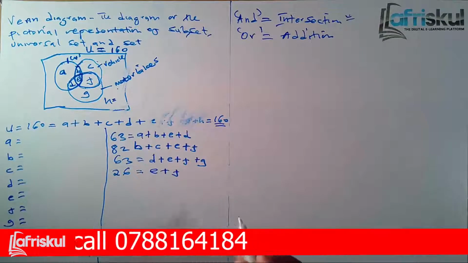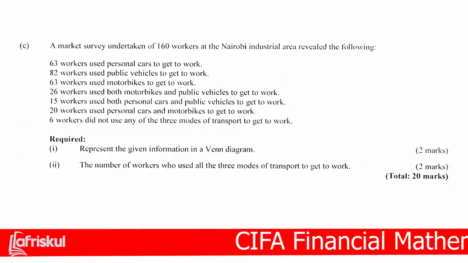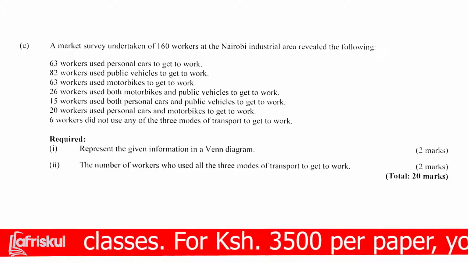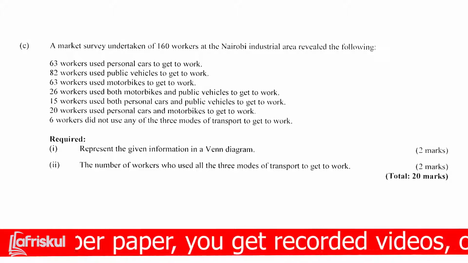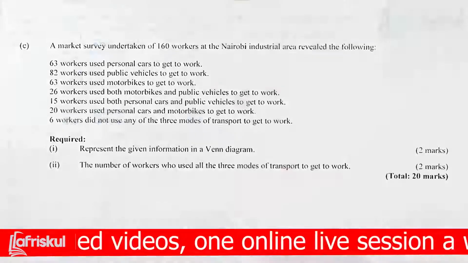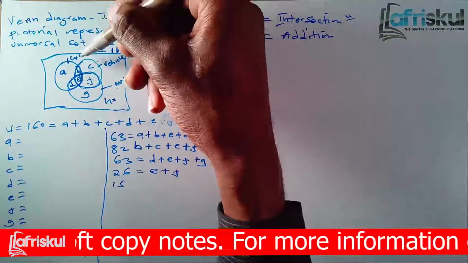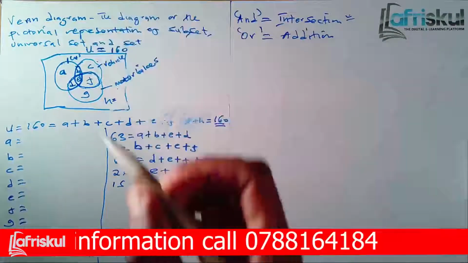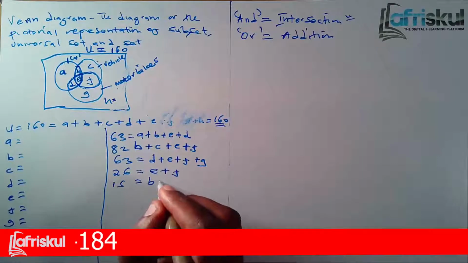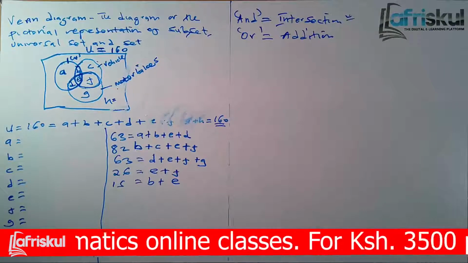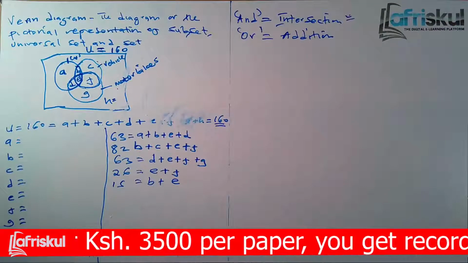Let's see what the examiner is saying again. He is saying that 15 workers used both personal cars and public vehicle to get to work. Let's see now where the intersection representing cars and vehicle is. It is B plus E. Those are the only people who used cars and public vehicle to get to work.